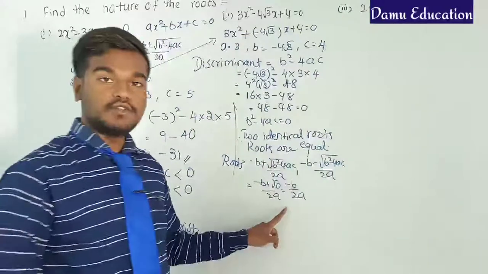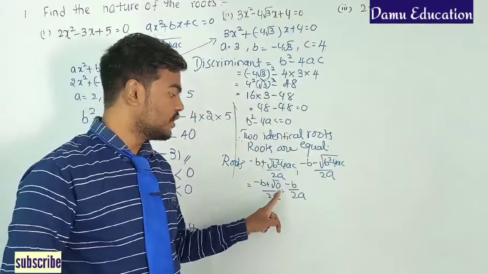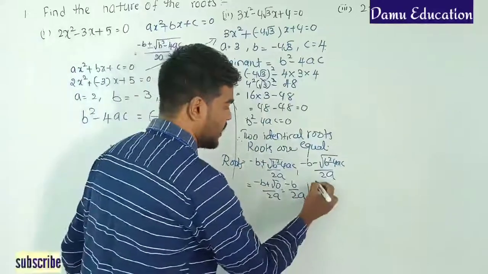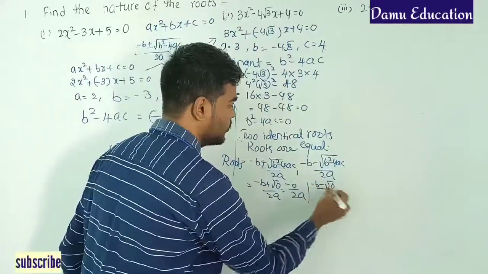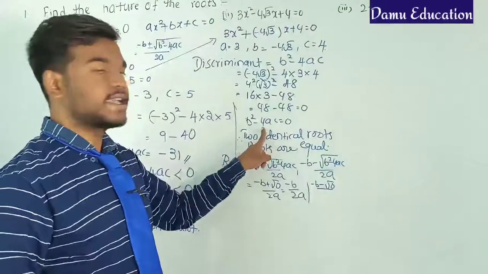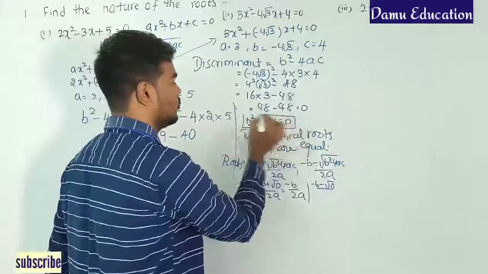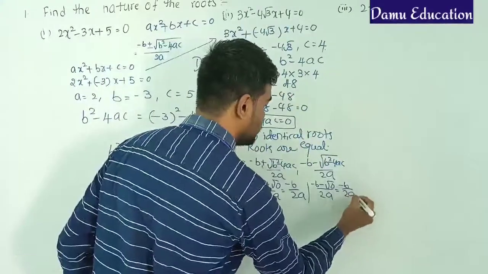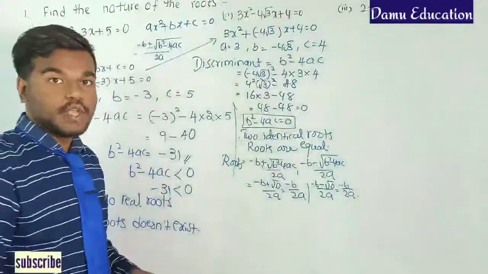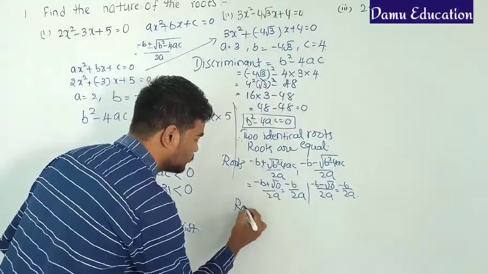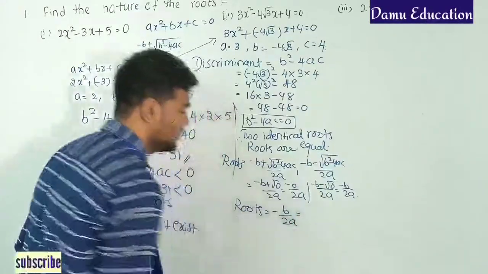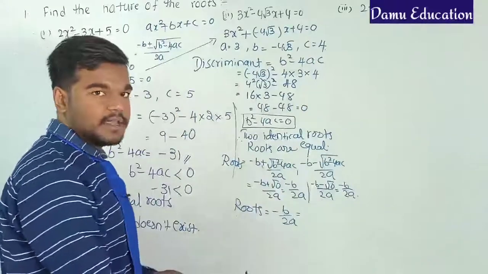So minus b by 2a. Why? Because here the square root of 0 will become 0, so plus 0. Next one, minus b minus square root of b square minus 4ac, which we have already calculated. That is 0, so 0 by 2a. So that is equal to minus b by 2a. So minus b by 2a are the roots, that is minus b by 2a and minus b by 2a.